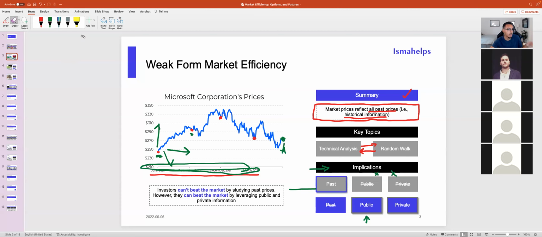Very important. That's what I'm trying to highlight in this little thing here. Now, we could also look at it from the next perspective, from this antithesis, from an opposite angle. By definition, if all past prices are the only things that are priced in Microsoft's stock, this means that all public information and all private information is not priced in. So if this is highlighted, these two right here, public and private, would not be highlighted.